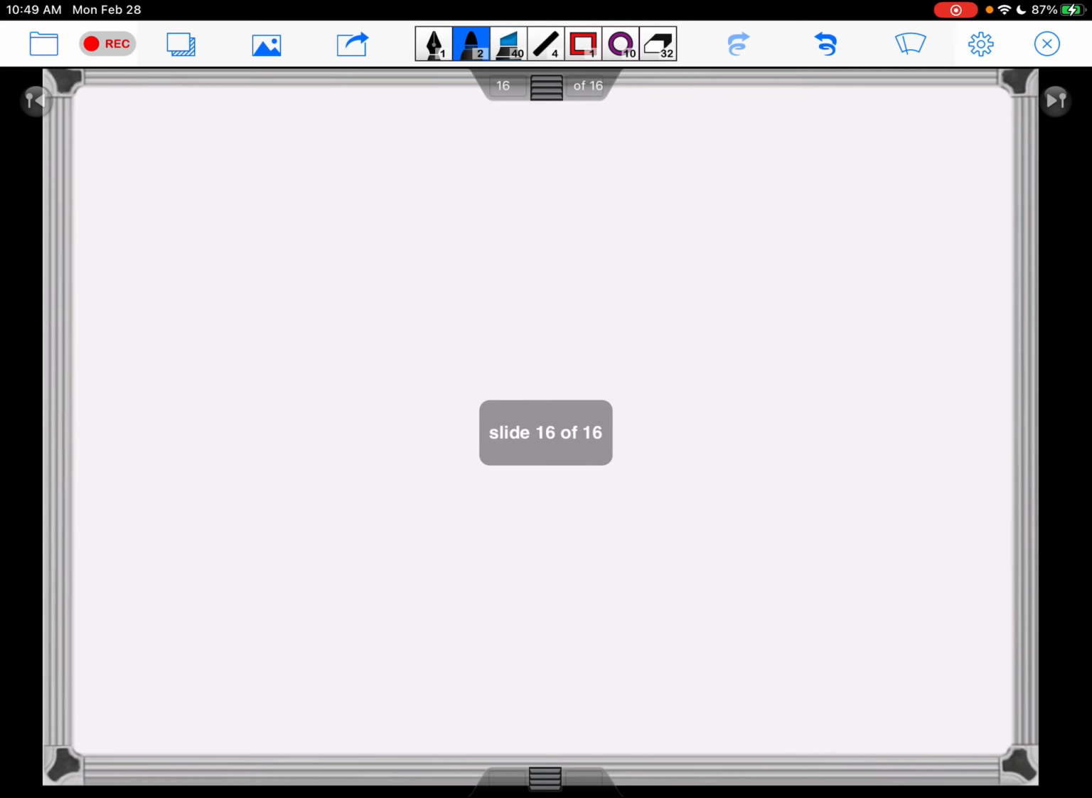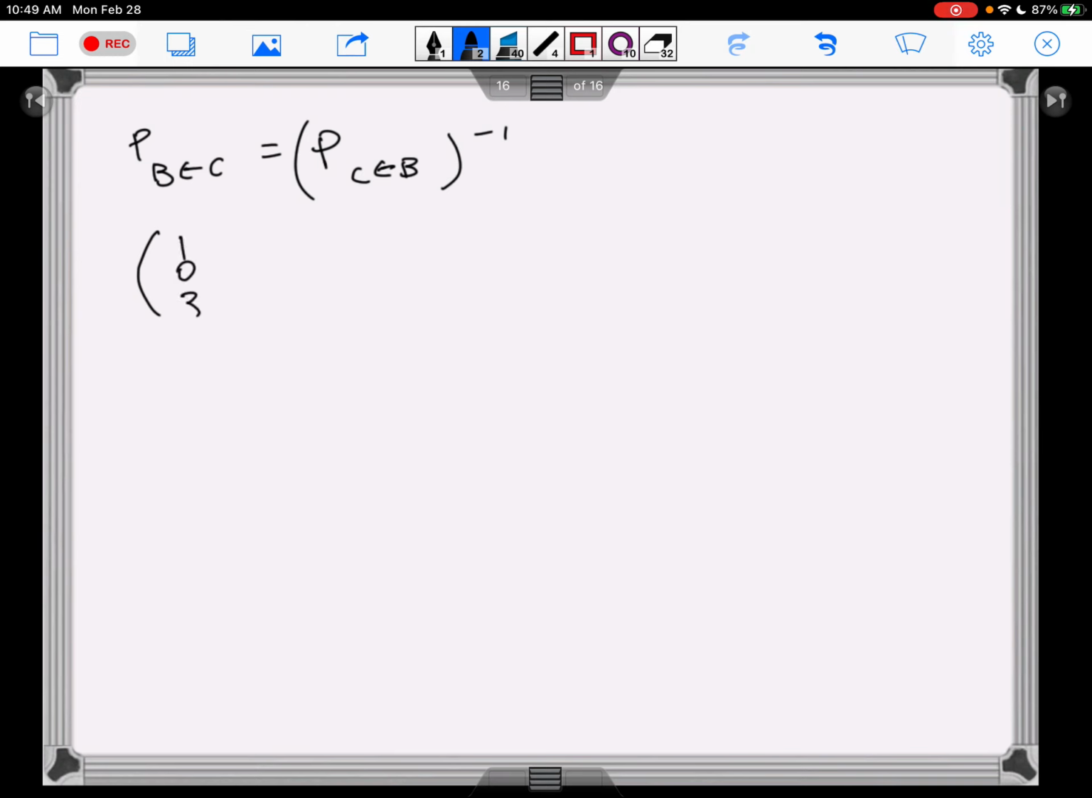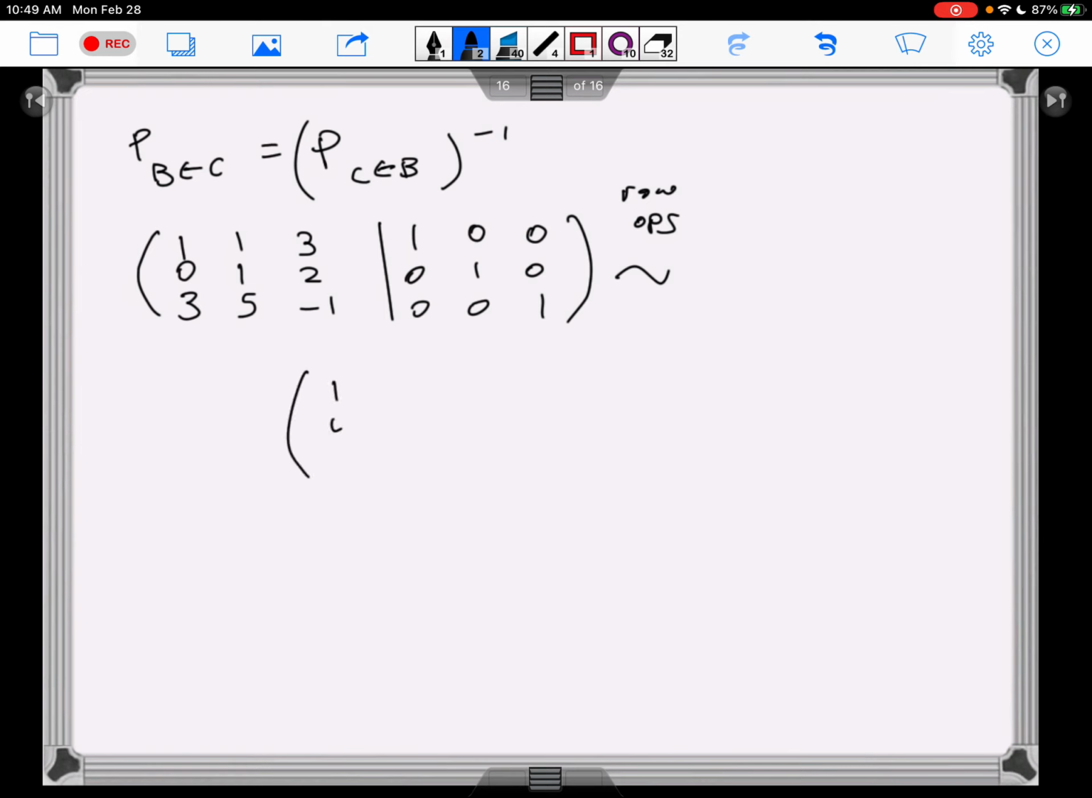Okay, so what about P from C to B? P from C to B is just going to be P from B to C inverse. So we could just find the inverse of the matrix we just found. So how do we do that? Remember our Gauss-Jordan method. Just take the guy we just found and adjoin the identity to it. And if we do row operations here, we end up with the following.